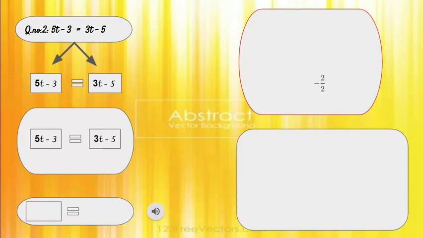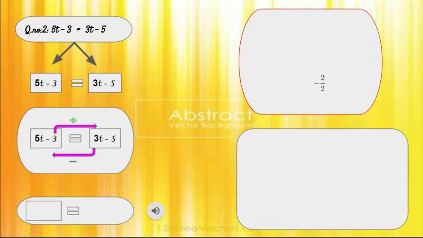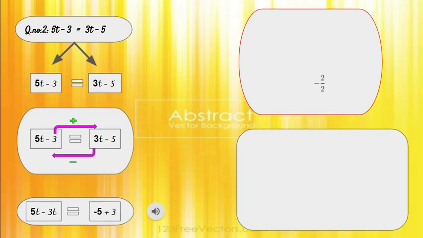Now we have to shift the variable to the left side and the constant to the right side. In the next step you can see from the right side 3t we have to shift to the left side, and from the left side 3 we have to shift to the right side. So here 3t is a positive number, so shift it as minus. On the left side it will come as minus 3t. And on the left side minus 3 is there, it will change as plus 3. So now we got 5t minus 3t is equal to minus 5 plus 3.